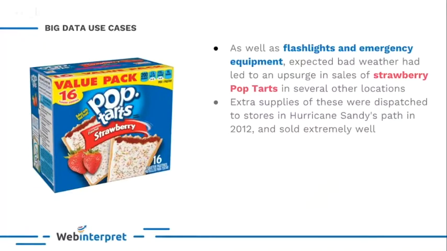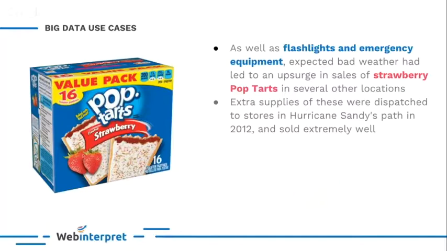There was Sandy, a hurricane in the United States, and they observed that on the path of the hurricane, strawberry Pop Tarts, that healthy food, were selling extremely well. So they predicted that, checked the map of where Sandy was going, and put a lot of this stuff there, along with flashlights, emergency equipment, and so on.